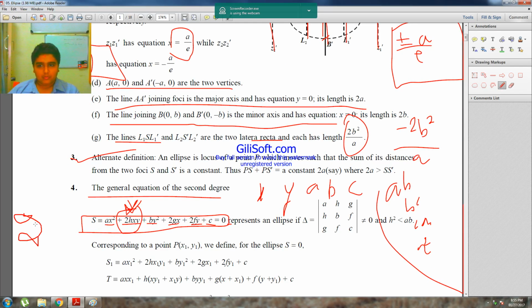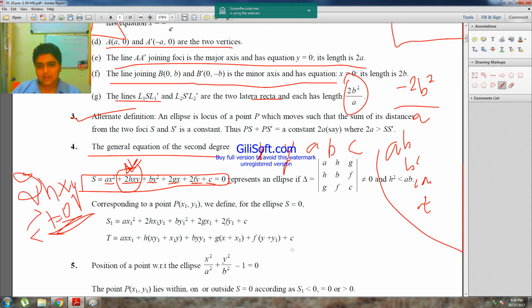You had something like this term over here, 2hxy is equal to 0. If this is the true condition, then you're going to come across a parabola, and if it is not equal to 0, then you come across something called an ellipse or a hyperbola. If it is greater than 0, it is an ellipse. If it is less than 0, it is a hyperbola. But in both of these conic sections, you're going to come across this particular term, the xy term, 2hxy.